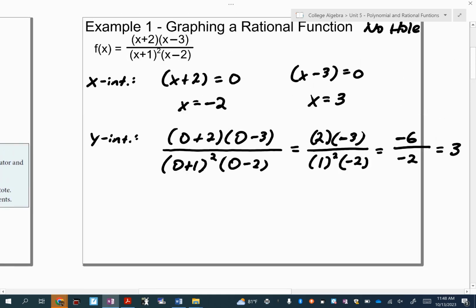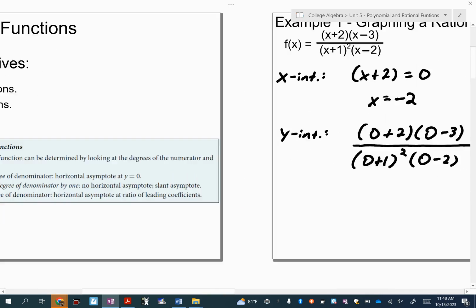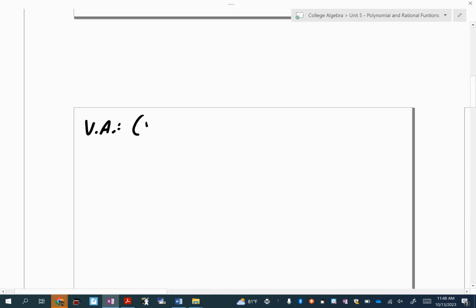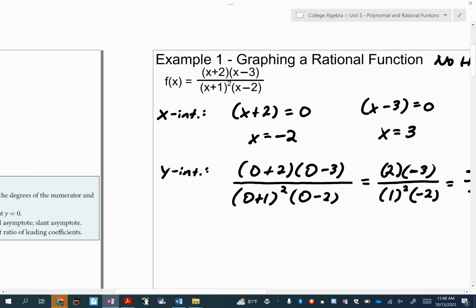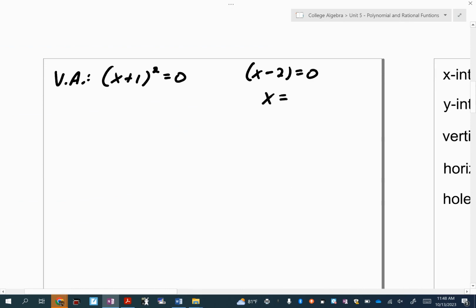Okay, now to find the vertical asymptotes. Let me actually go to the next slide for the asymptotes. Your vertical asymptotes are where you're going to set your denominator equal to 0. So we have two factors in the denominator: x plus 1, all of that squared, set equal to 0, and the other one is x minus 2. Now the one on the right is pretty straightforward. I'm going to move over the minus 2 with addition to get x equals 2.